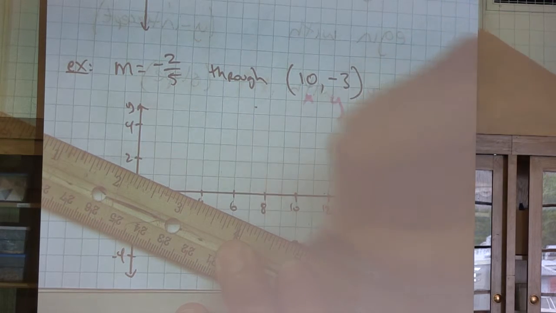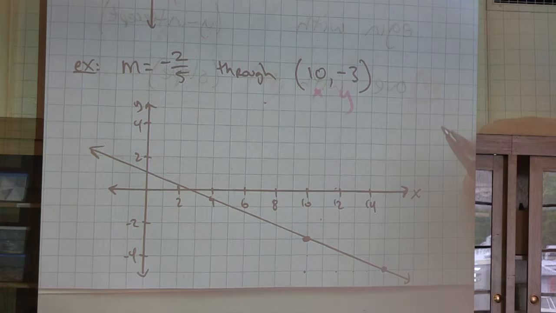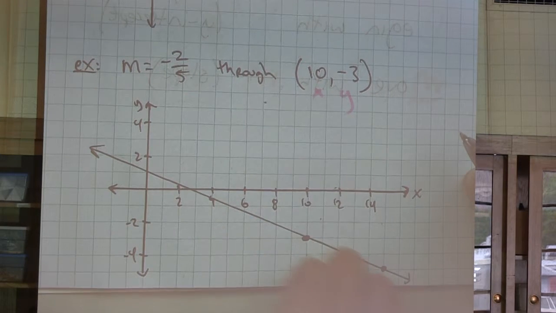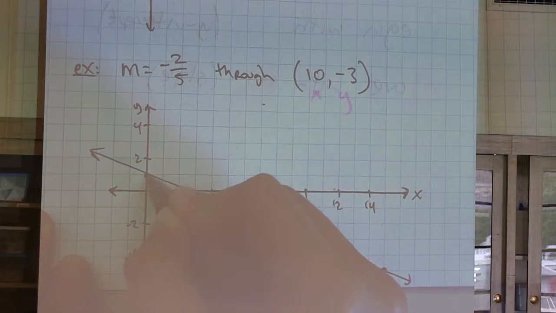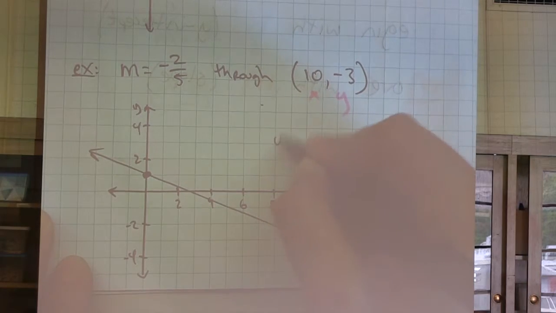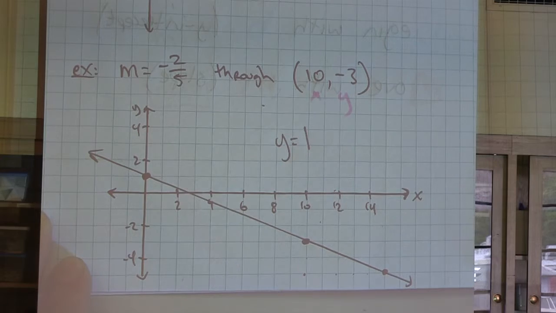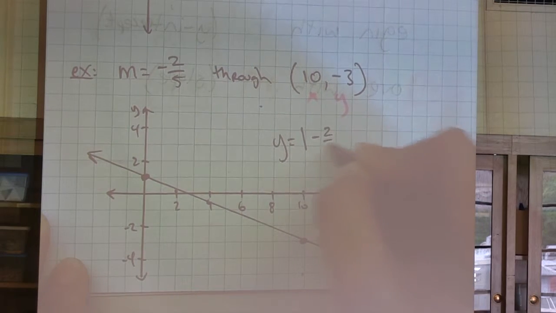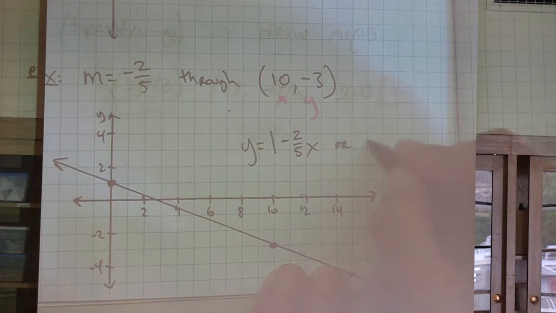Okay. So, if I graph that, like I connect those points, and I use my graph, where did I start? 1. Look, it's right there. There's my y-intercept. So my equation here would be y equals, I started at 1. Or if you don't like that, you can write it like this. -2/5 x plus 1.